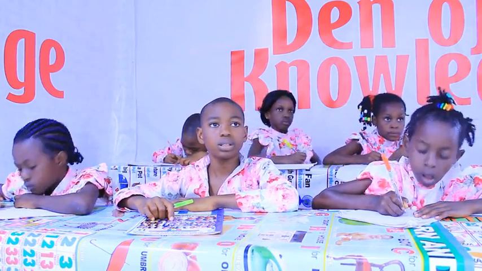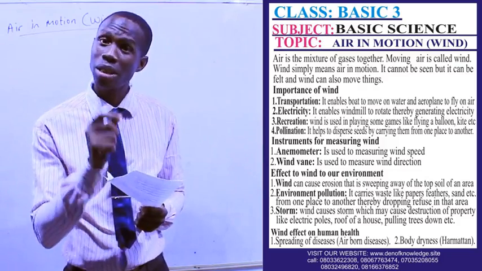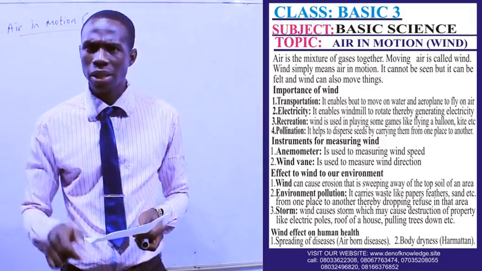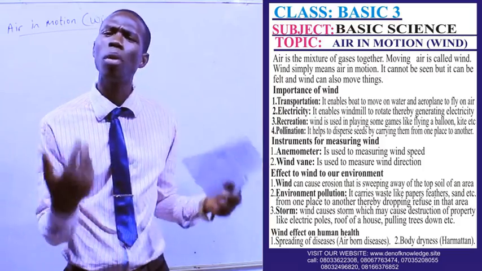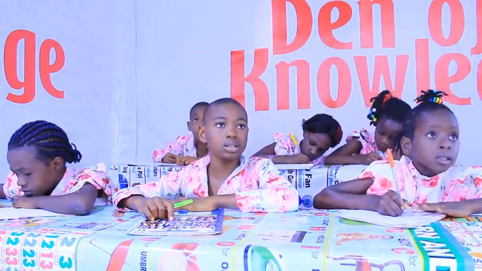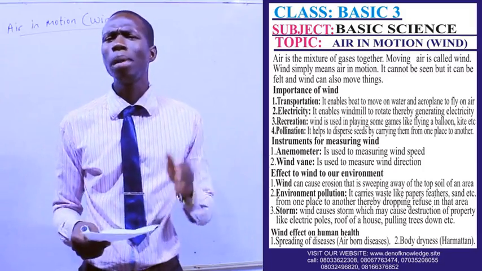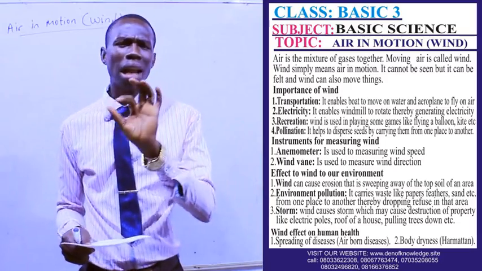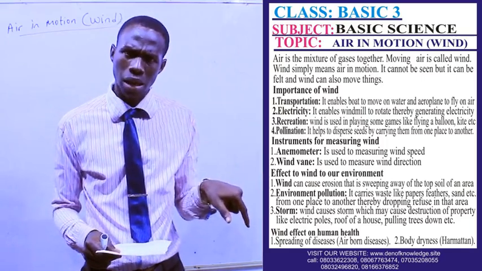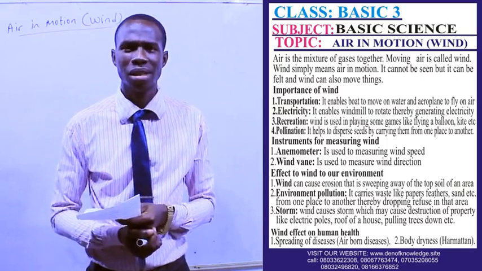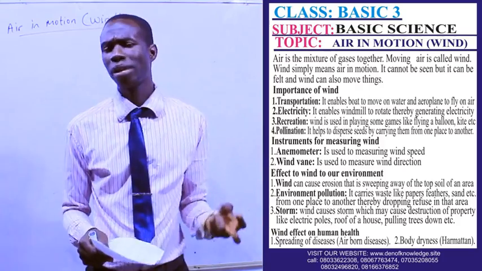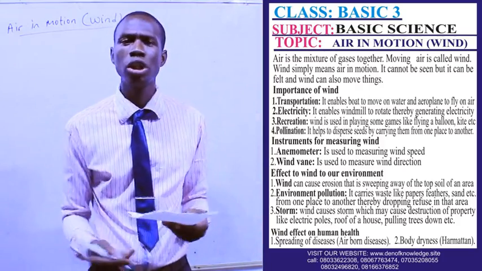Now the next one is pollination. I repeat, pollination. Air helps plants to cross-pollinate. There's something called cross-pollination, and also self-pollination. Without wind blowing plants, it enables plants to pollinate, that is allowing anther to move into the style or stigma and fertilize the plant. That is the four. Number one, transportation. Number two, electricity. Three, recreation, and four, pollination of plants.